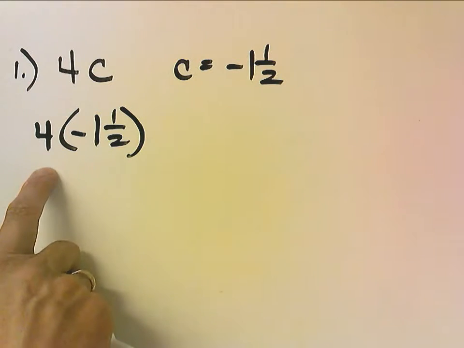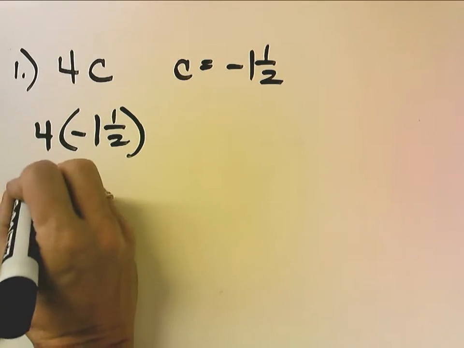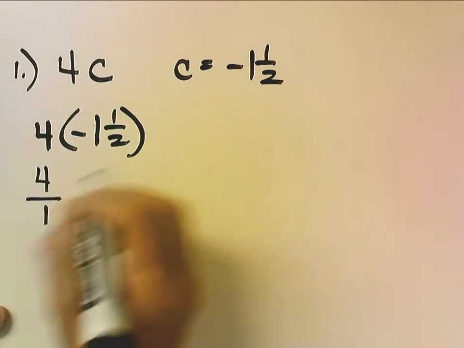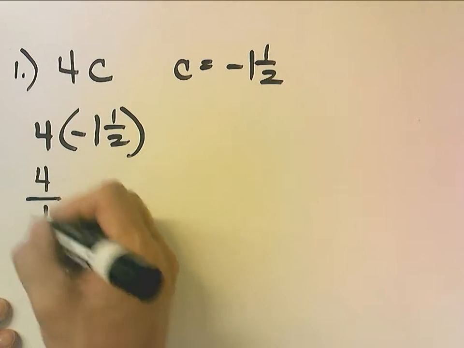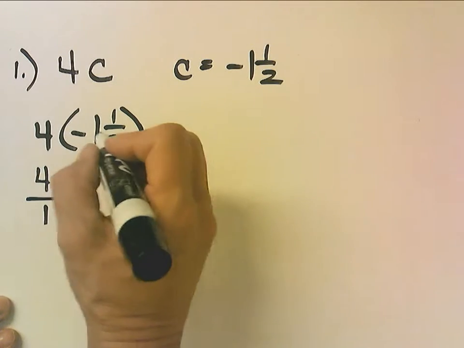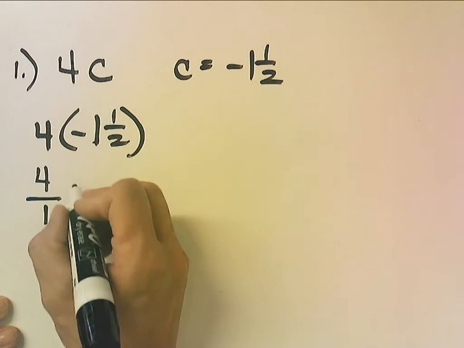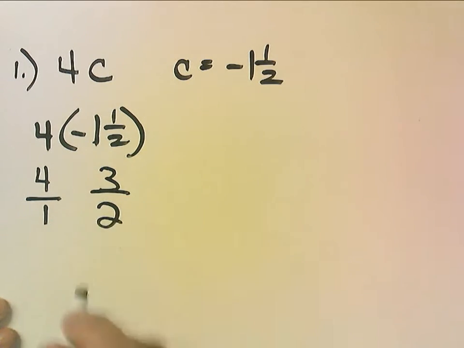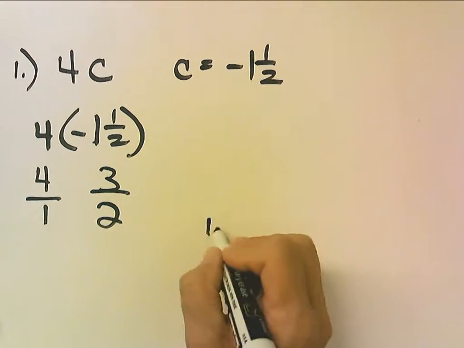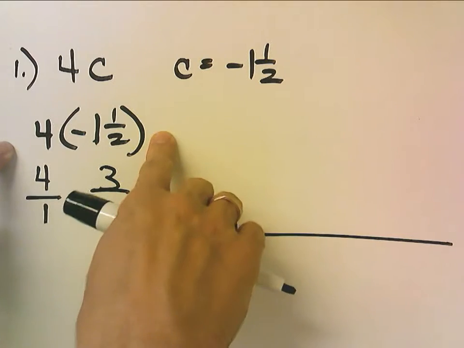So now I have to multiply an integer by a mixed number. Well, I know I always have to change my mixed number into a fraction, an improper fraction. So I'm going to change 4 into an improper fraction too. 2 times 1 is 2, plus 1 is 3. So this is 3/2. Now, I broke my own rule. My rule was always find the sign, put it on the line.